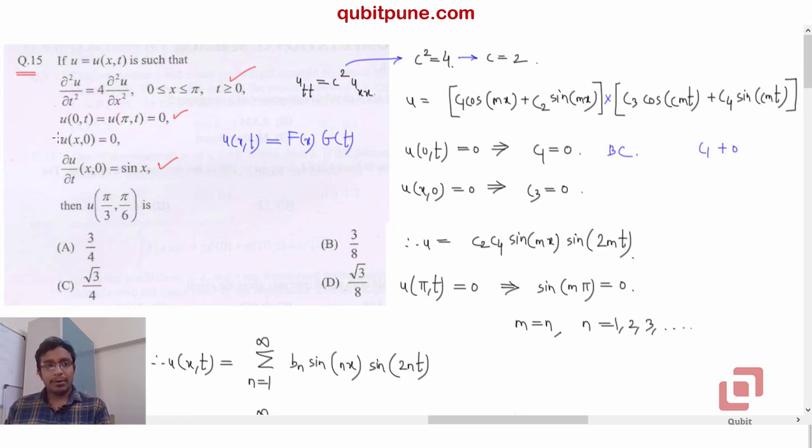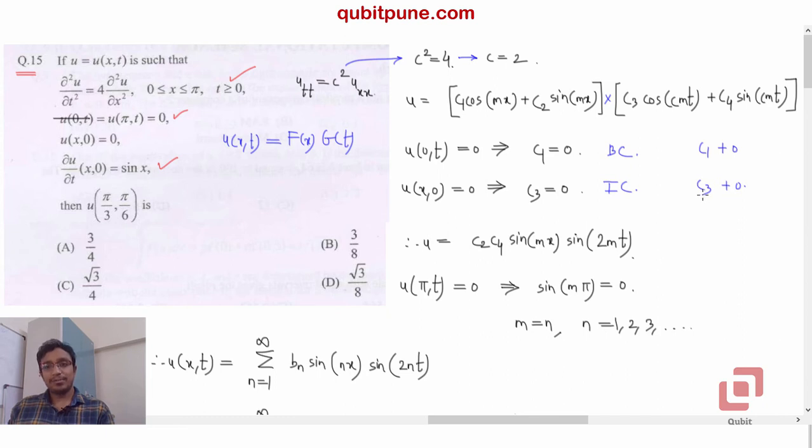Now I've utilized this, so let me just chop it out. Now let me use the initial condition u of x comma 0 equal to 0. If I use it, then c3 becomes 0. So if I do that, then it will give me c3 into 1 plus c4 into 0, right, because again the same reason, cos 0 is 1, sin 0 is 0.